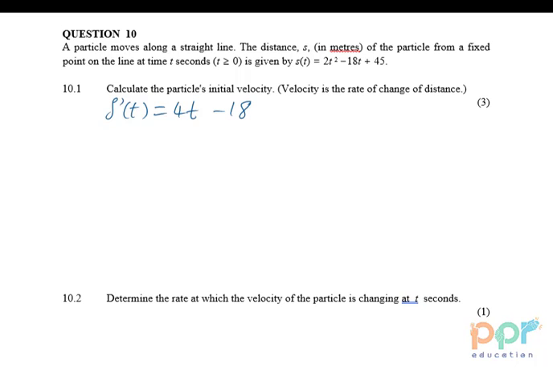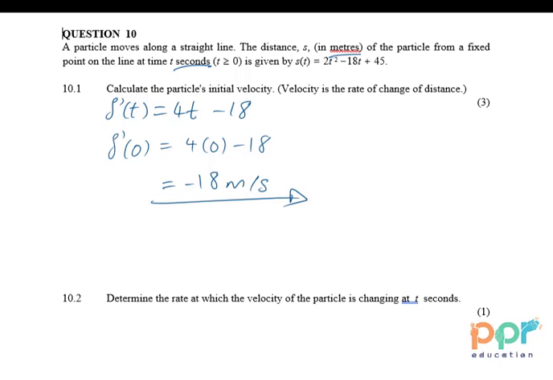Now, we want the initial velocity. So we say t is 0, and I'm going to substitute: 4 times 0 minus 18, and then I get minus 18 meters per second, because distance is measured in meters and time is measured in seconds.